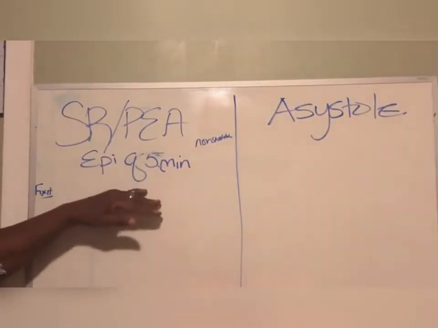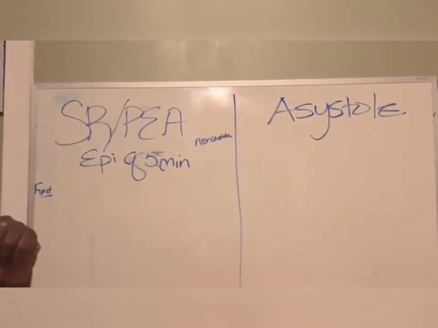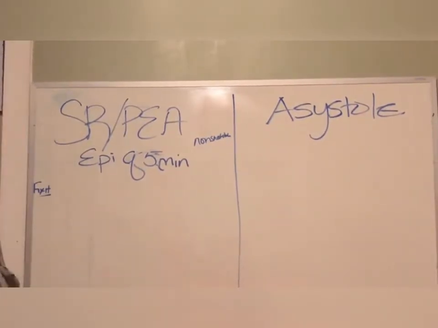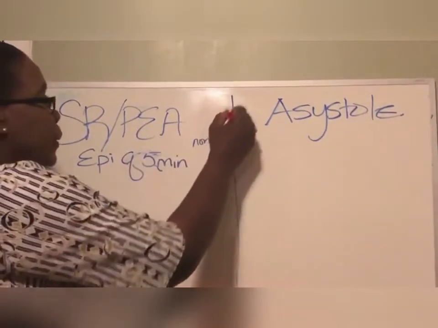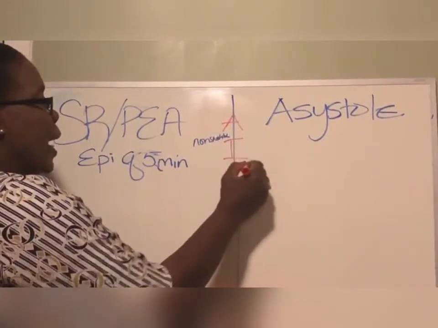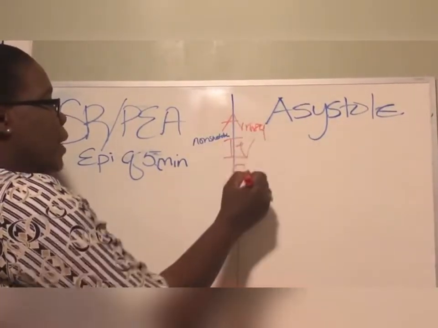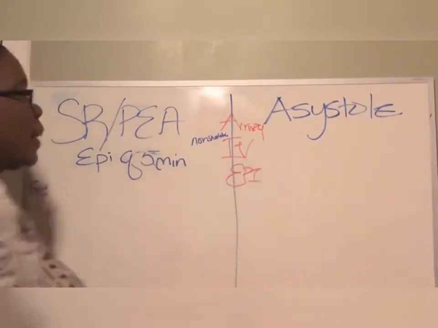Once you've given your first epi, but how do you give the epi? We need something else. I'm going to put it in the middle here. You need three things: airway, IV, and then epi. Airway, IV, and then epi. What does that mean?